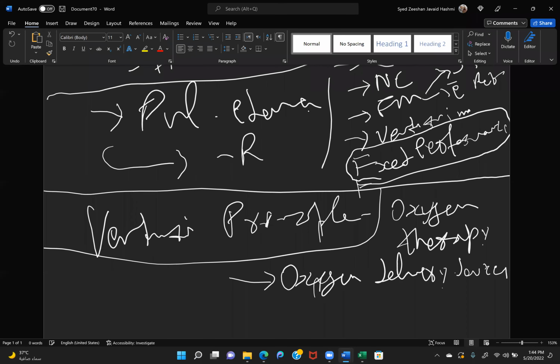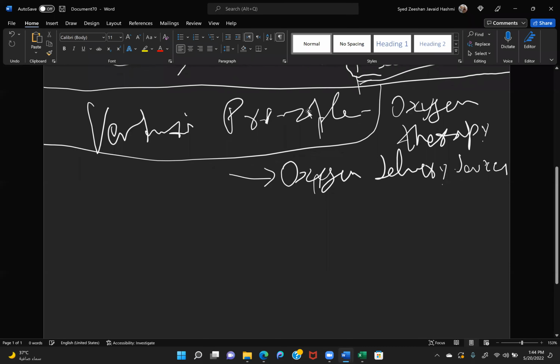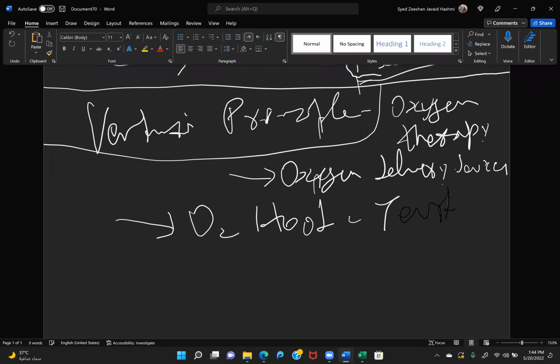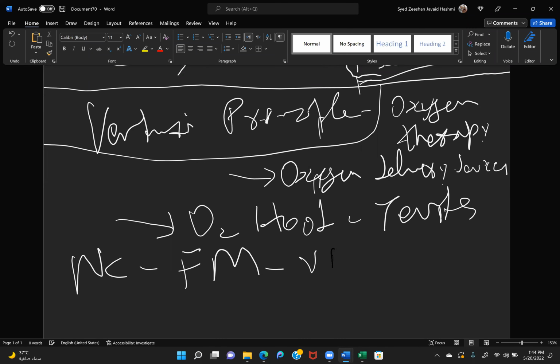This is the delivery system. Okay, so just to finish off this topic: in certain conditions when we are giving hyperbaric oxygen therapy, they have oxygen hoods or oxygen tents. You can read about it in detail, but I'm just giving you a concept: nasal cannula, different types of face mask, Venturi mask, then this.